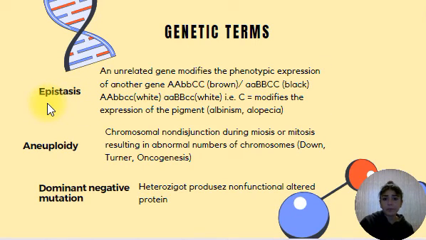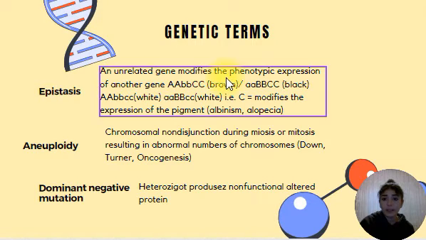Epistasis is an unrelated gene that modifies the phenotypic expression of another gene. So you have to look at the example here. For example, dominant A contributes to brown color of your hair, right? Dominant B contributes to black color of your hair. But if you don't have dominant C, which contributes to coloring, you will not have brown or black hair, even though A or B is present.